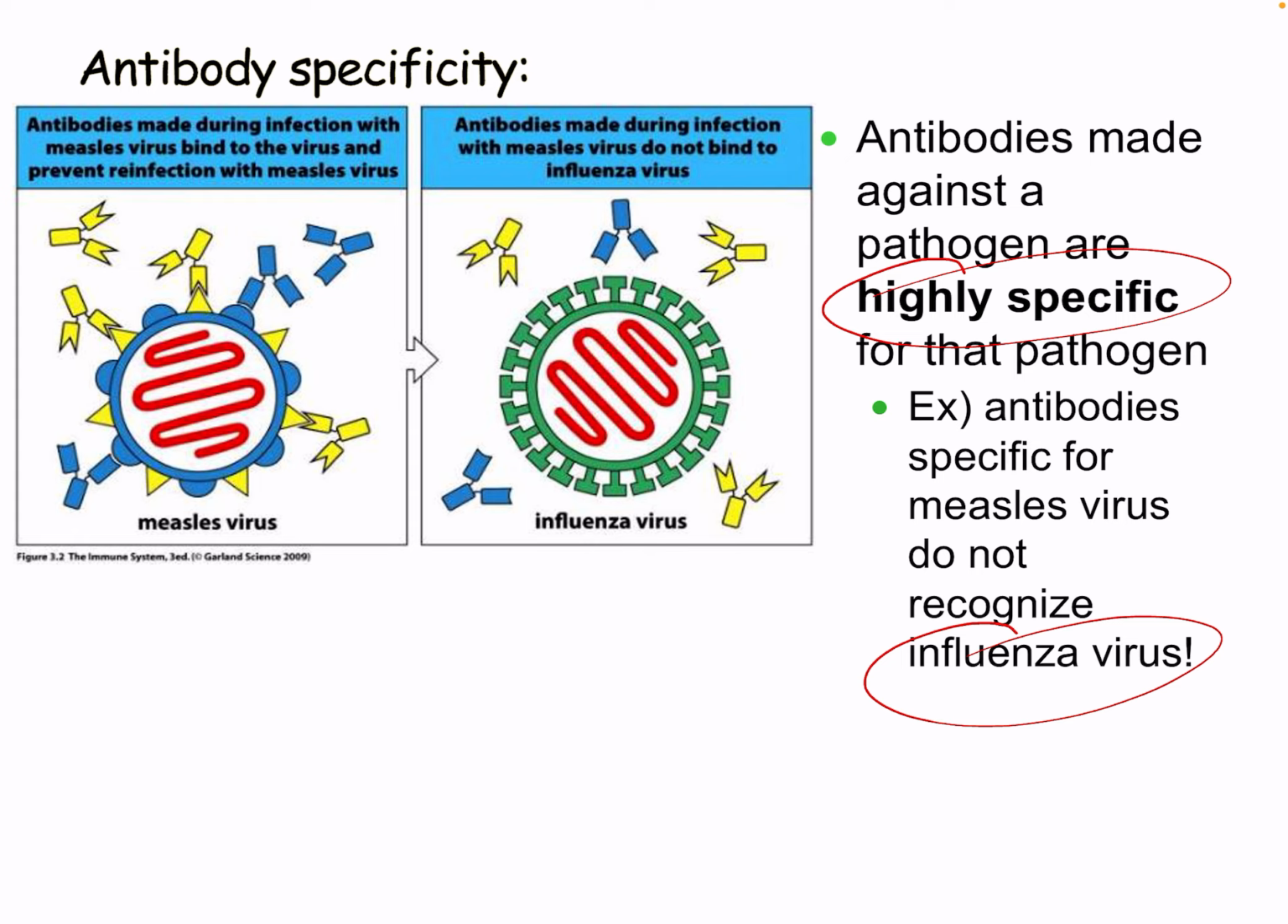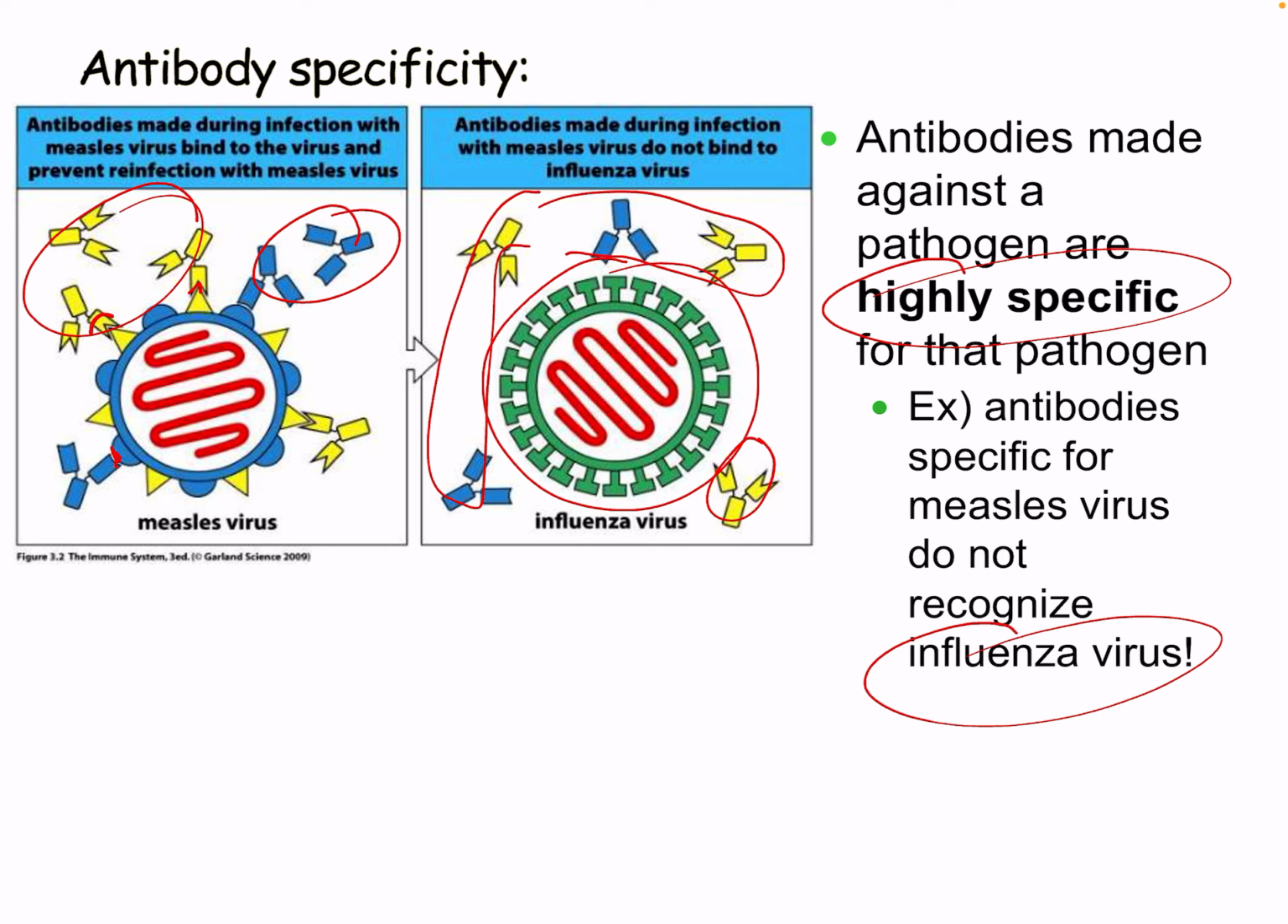So here's an example. Here's the measles virus. We have our antibodies designed to bind. Here we can see binding at a bunch of different spots. These are the same antibodies that are, let's say, floating in our blood. All of a sudden we have influenza virus. Nothing happens. They will not work. And this works for pretty much anything that's not the measles virus.